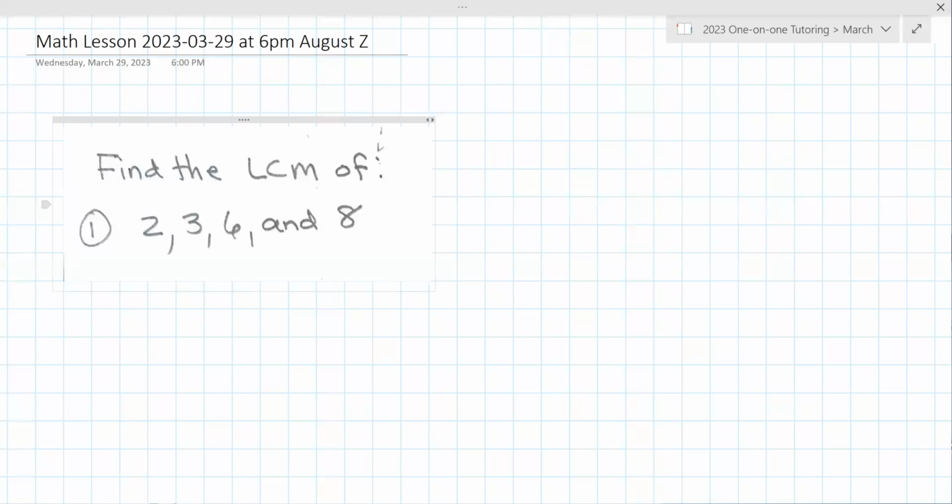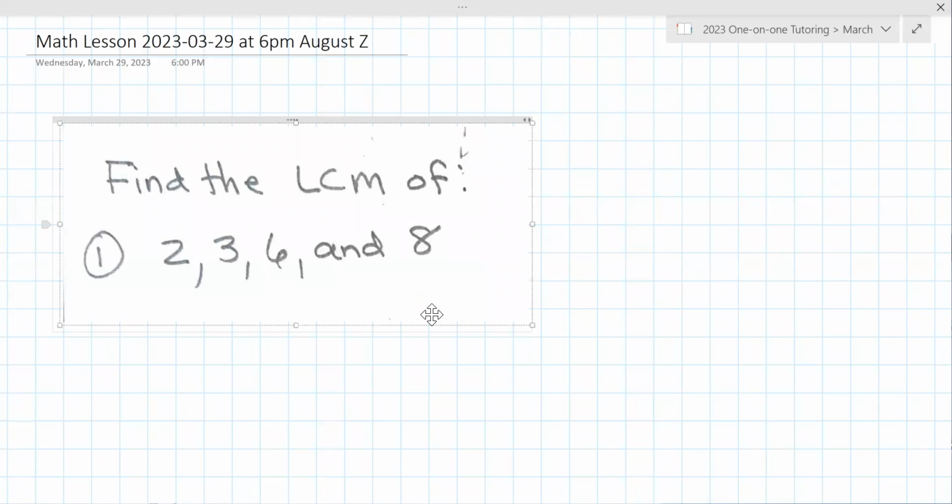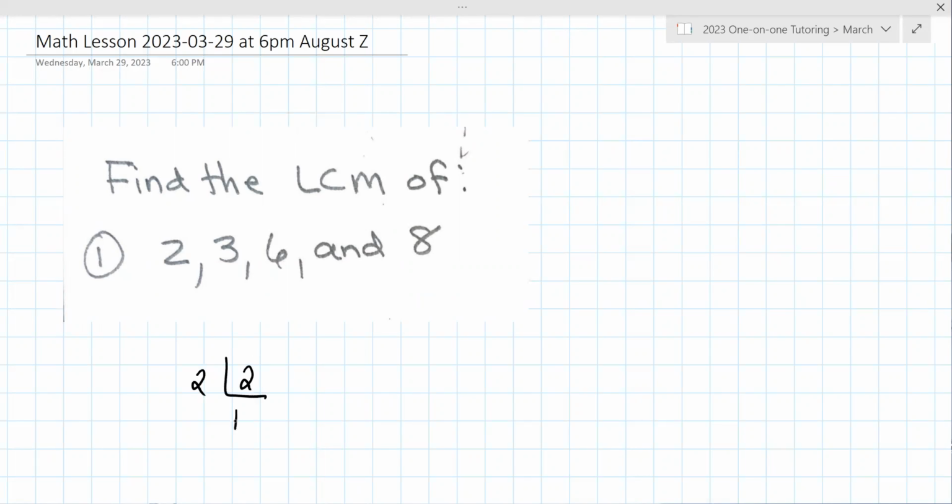Find the least common multiple of 2, 3, 6, and 8. There is kind of a shortcut here, but the way that you've been doing this is you've been building factor ladders for each of these numbers. So I would recommend doing the same.